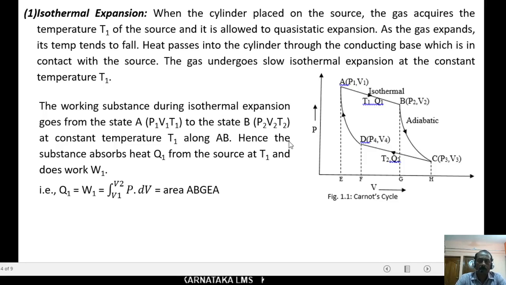Therefore, the quantity of heat absorbed is equal to Q1 equals work done W1, that is equal to the integral of P dV. This is nothing but work done by the gas between the volumes V1 and V2. This is equal to area ABGEA. This area represents work done by the gas in the Carnot cycle.